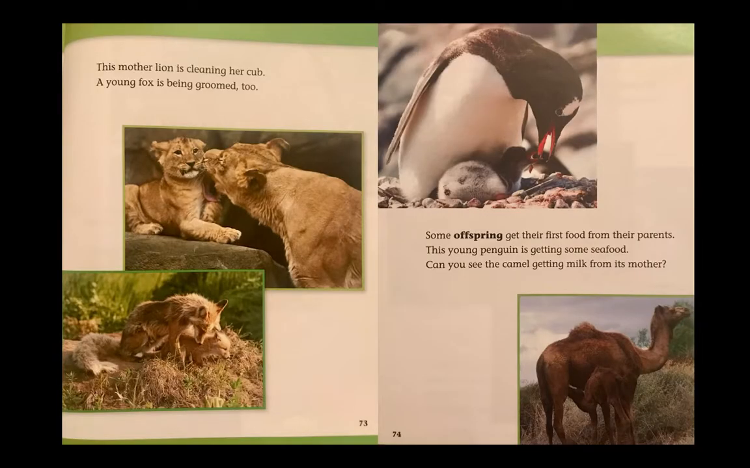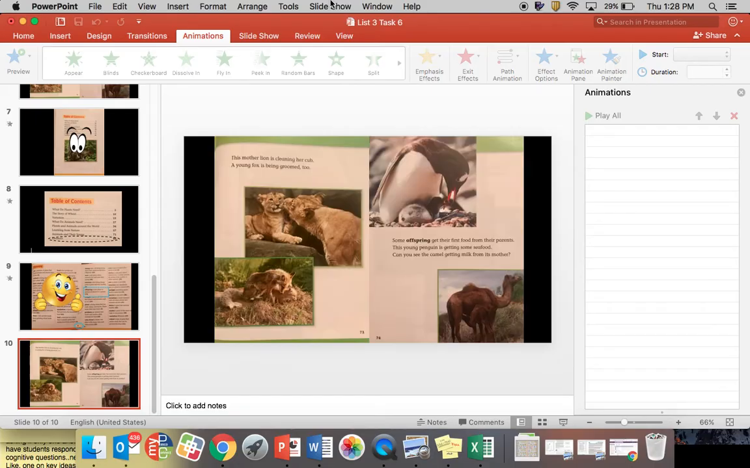So it says some offspring get their food from their parents. They mean to say some babies get the food from their parents. So using my table of contents, I'm able to find the information I'm looking for. And using my glossary, I'm able to learn what my bold print words mean. So next time you guys are reading a book and you want to find certain information, check your table of contents to find the right page number, and check your glossary when you come across tricky words that you don't understand. Alrighty, make sure you practice that when you're reading your next nonfiction text. Great job.